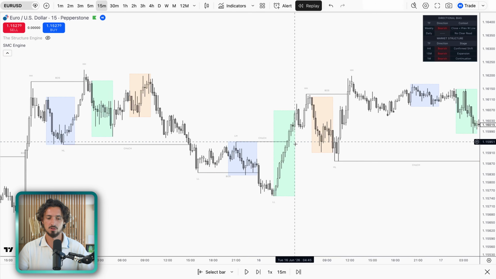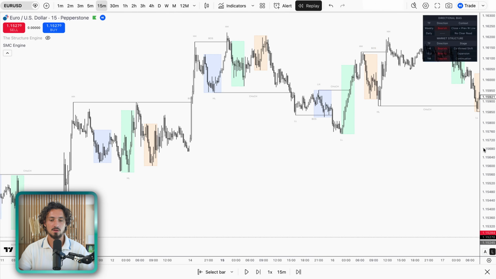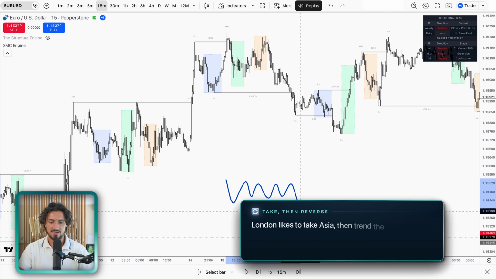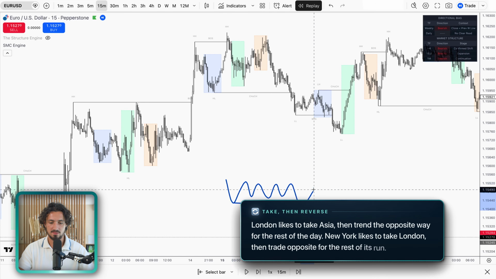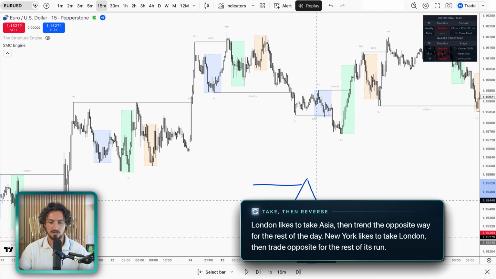And now you might be asking, why do you use that as your location? And it's because, statistically speaking, I understand a lot of the times London likes to take Asia, and then the rest of the day we trend in the opposite direction. And New York likes to take London, and the rest of the day we trade in the opposite direction.